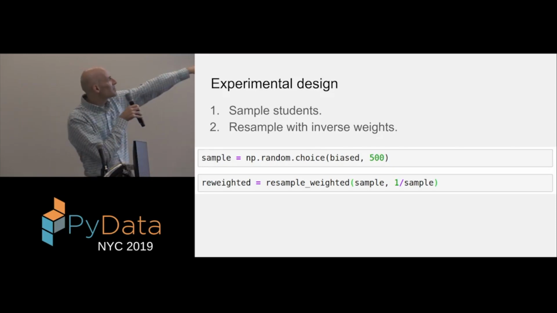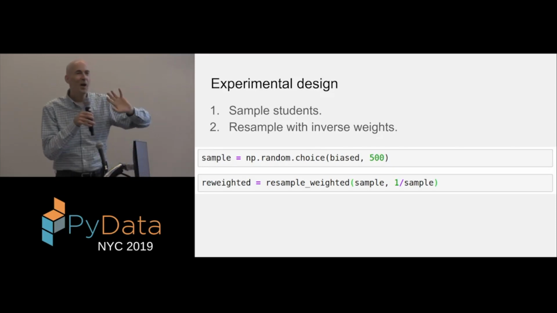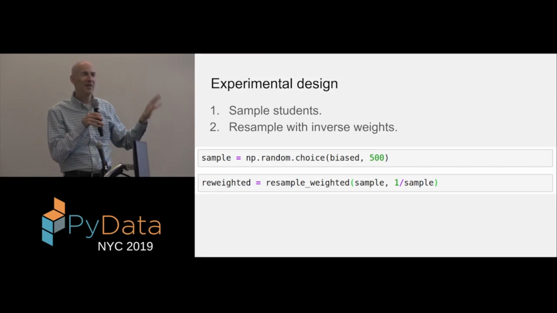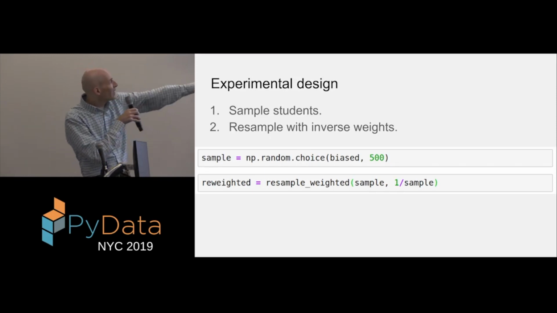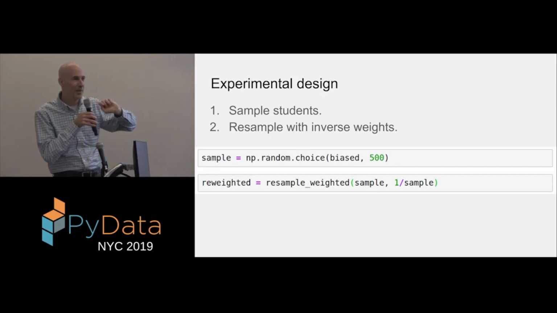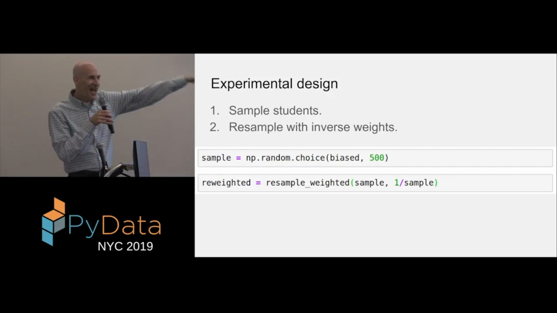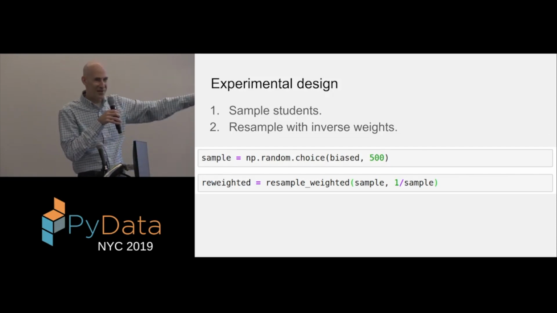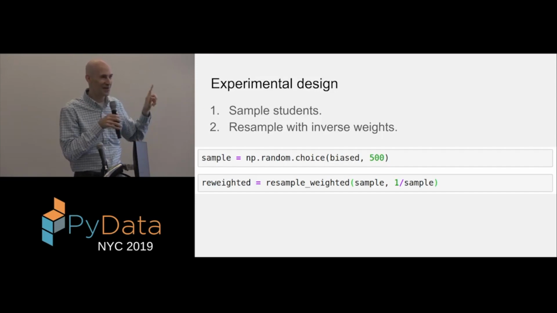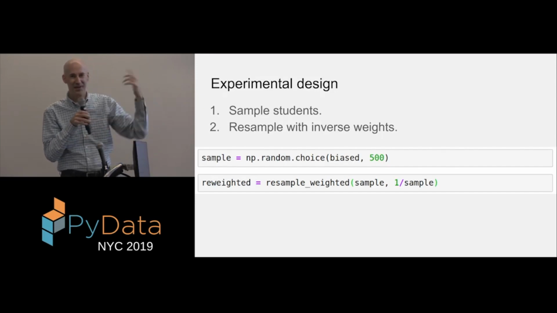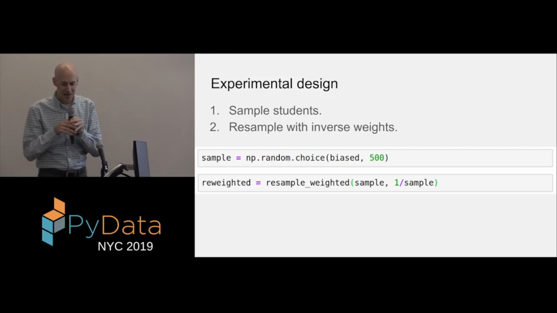So here's what I'm doing. The sample here is pretending I'm walking around campus and I interview 500 students and I ask them how big their classes are. And then I'm calling the same function I called a minute ago. I'm passing the sample as the first parameter, but now as the second parameter, it's not the values, it's the inverse values, because I'm doing the opposite direction. I'm unbiasing the data.